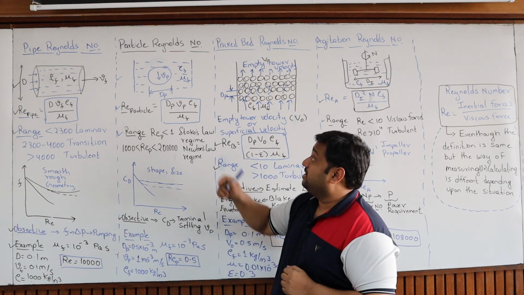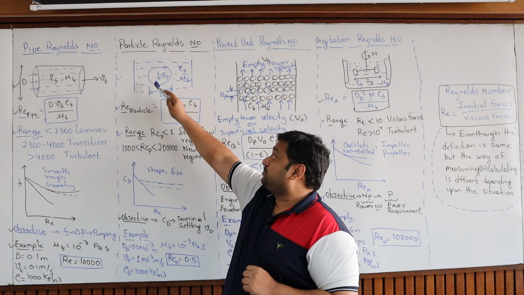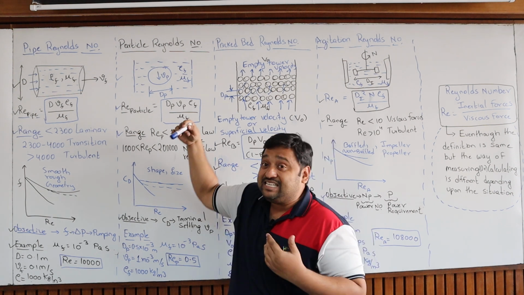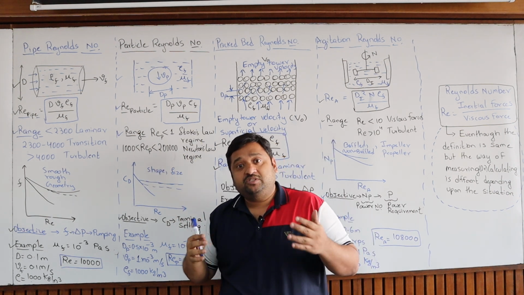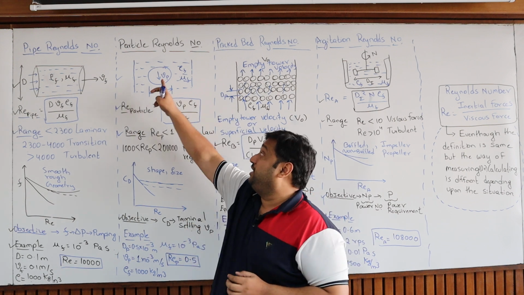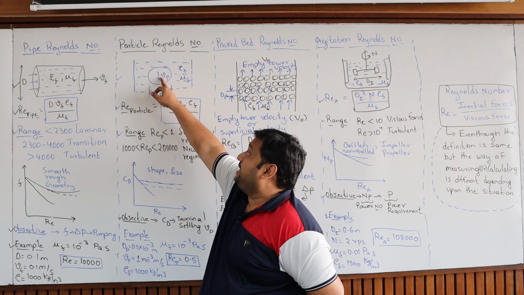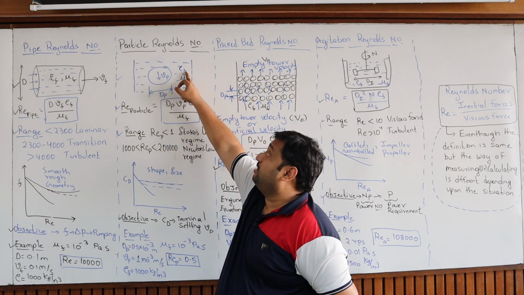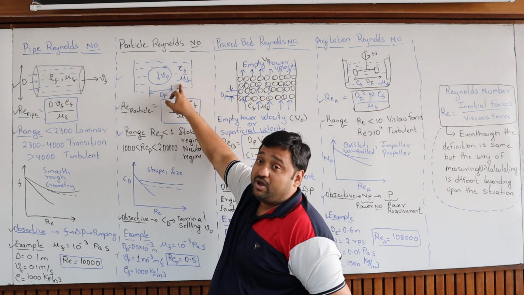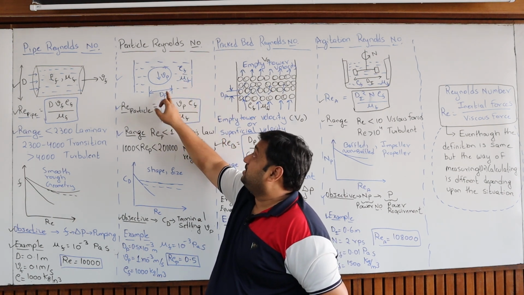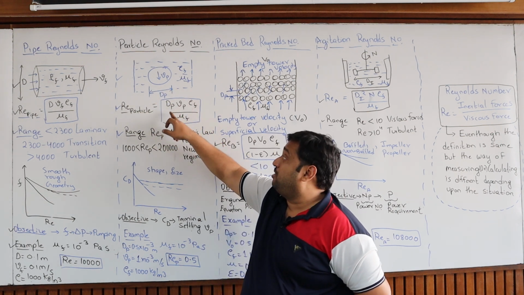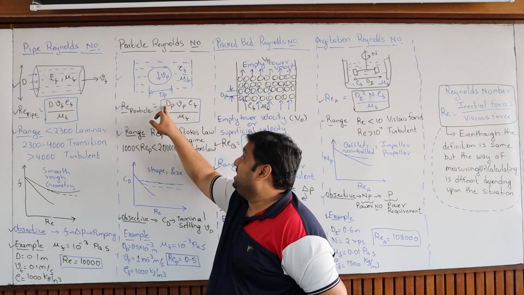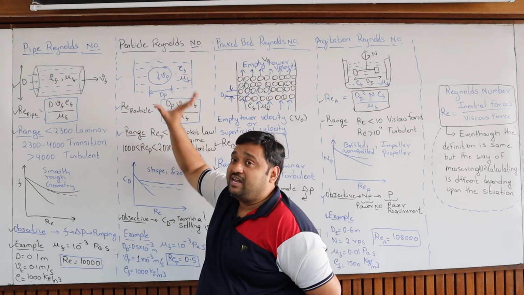Let us go to the second case, particle Reynolds number. When a particle is moving inside the fluid, in such cases we should not use the pipe Reynolds number, we should take the particle Reynolds number. Vp is the velocity of the particle, rho f is the density of the fluid, mu f is the viscosity of the fluid, and dp is the diameter of the particle. If you put everything into this formula, the difference between the pipe Reynolds number and the particle Reynolds number is that here we have to take the diameter of the particle, not the diameter of the pipe.